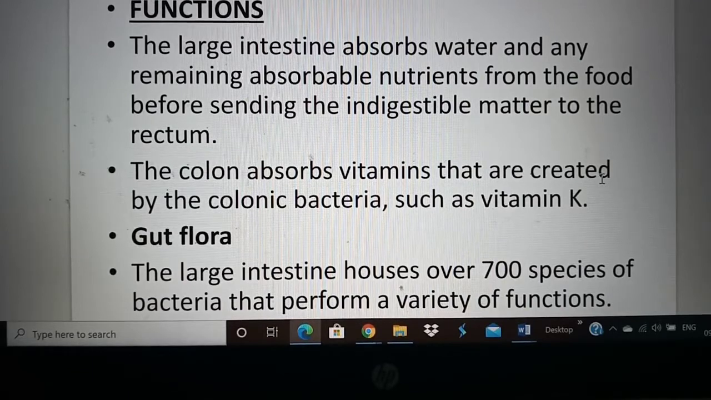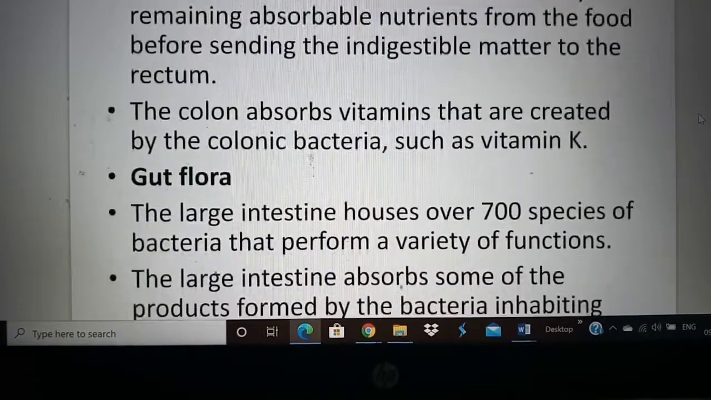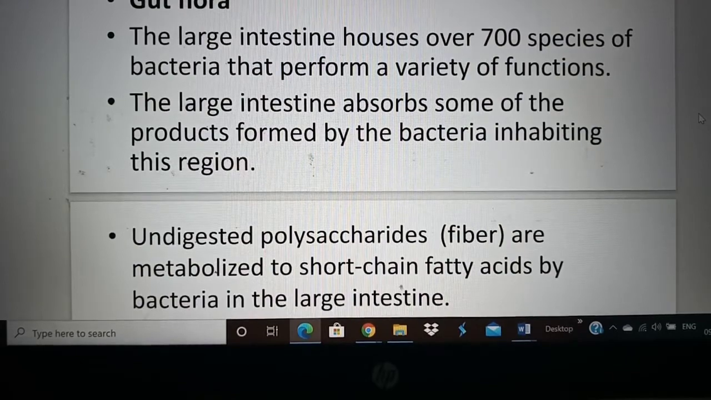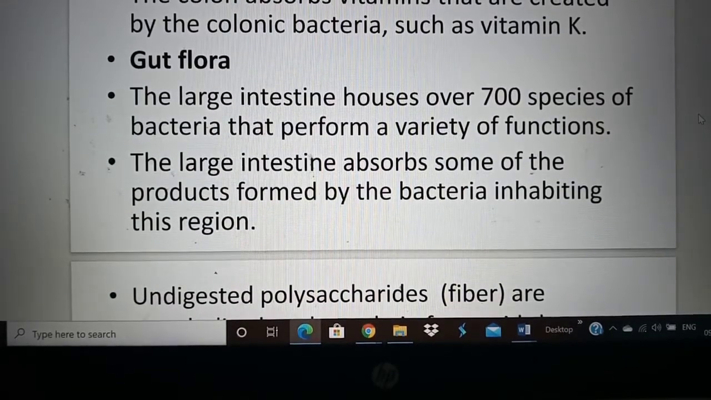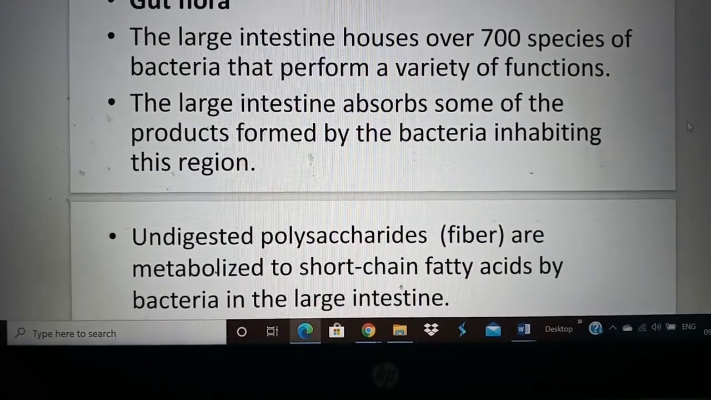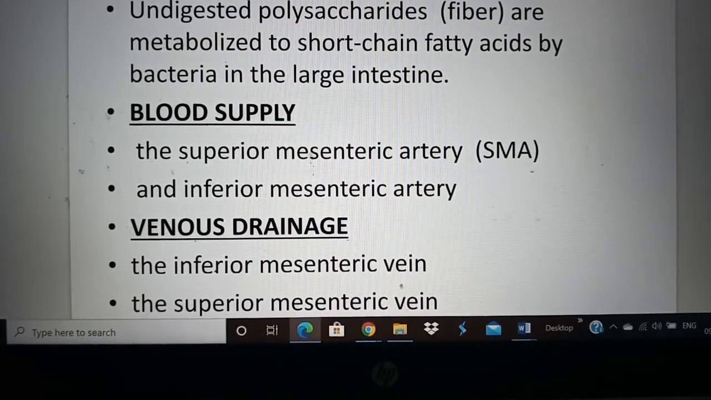It helps in absorption; vitamin K also is absorbed only in the colon. The gut flora: the large intestine houses around 700 species of bacteria that perform a variety of functions. Mainly it absorbs some of the products made by the bacteria inhabiting this region. It also has undigested polysaccharides that are metabolized to short chain fatty acids by the bacteria in the large intestine.